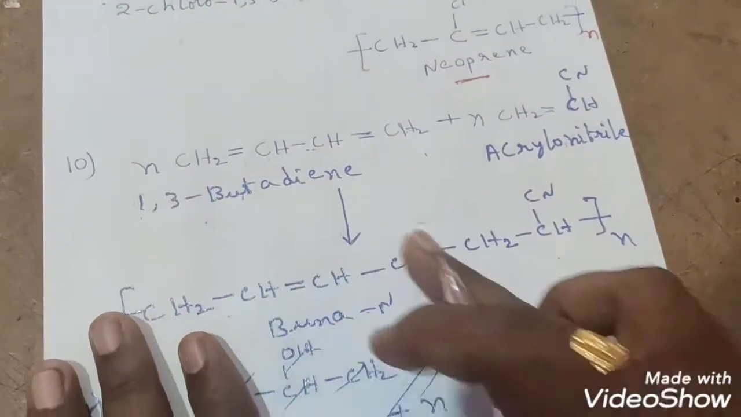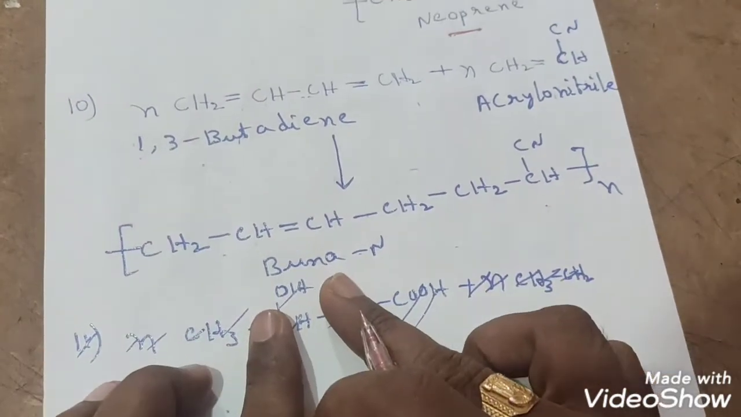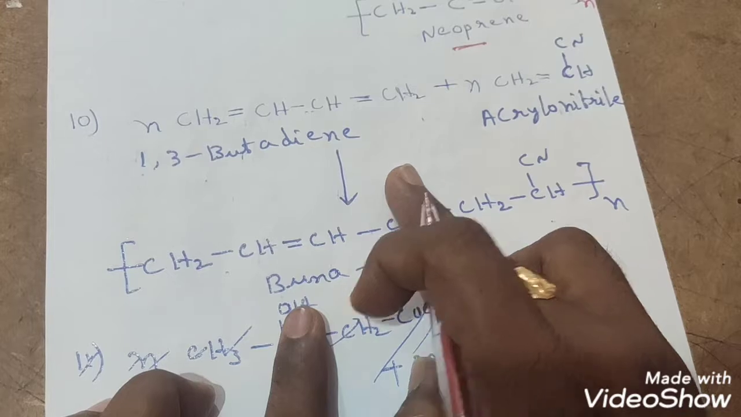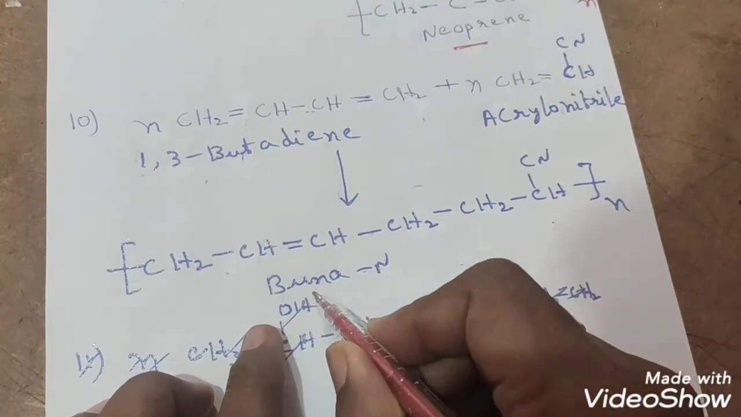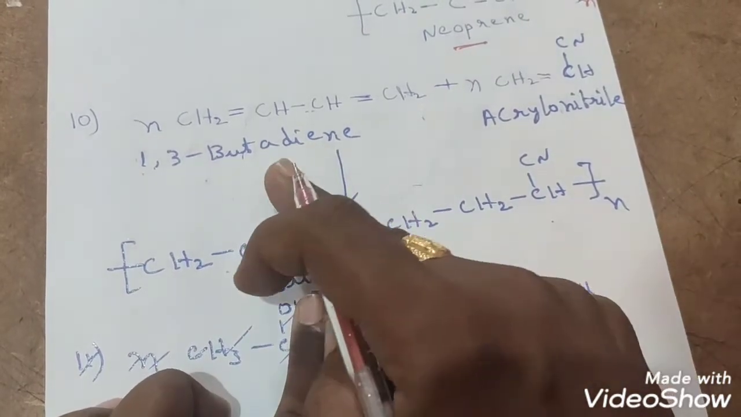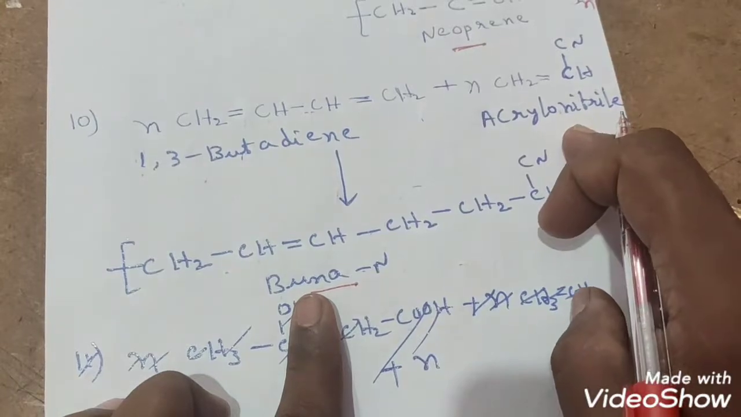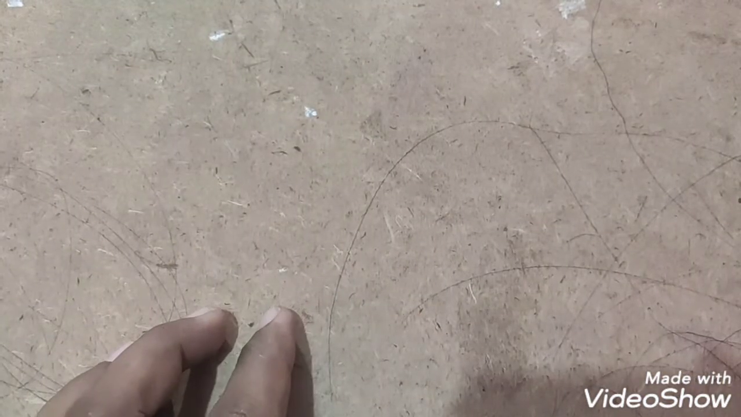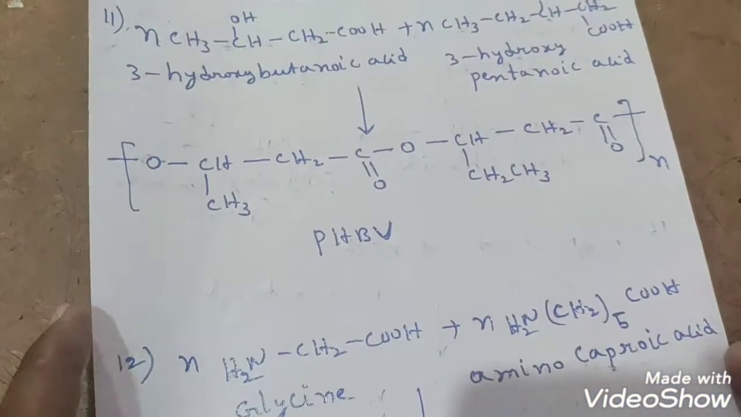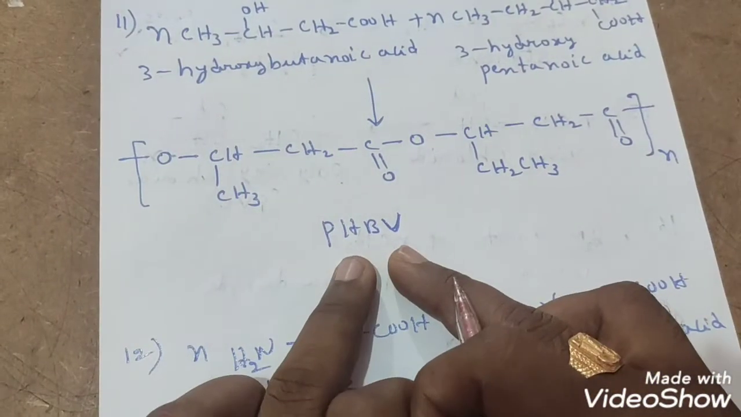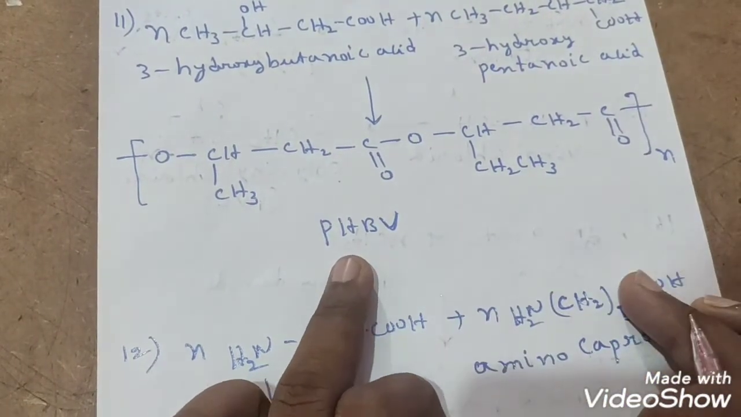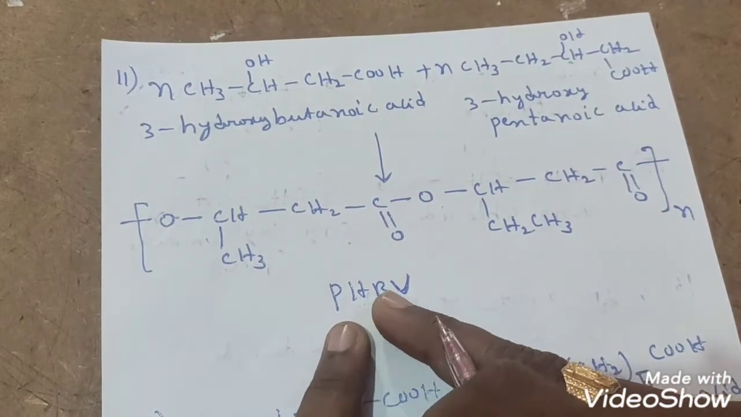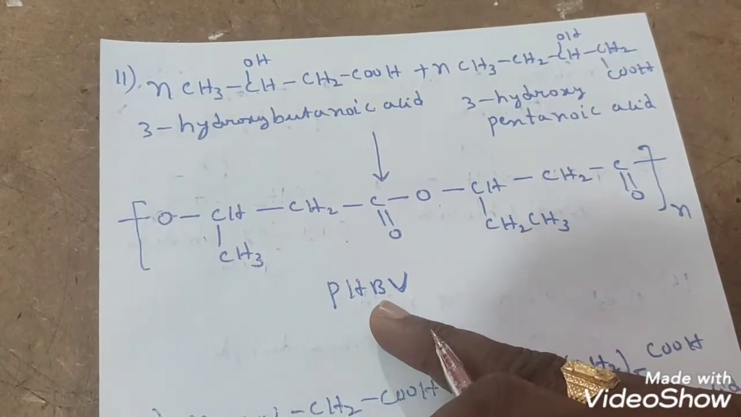Yes. Now 10th one, if you observe, is BUNA-N. BUNA-N came from 1,3 butadiene and acrylonitrile. What are the monomers of BUNA-N? 1,3 butadiene and acrylonitrile, right? And next one, if you observe, is PHBV. All these monomer explanations we have already discussed, right? PHBV, polyhydroxy, we already know this abbreviation.